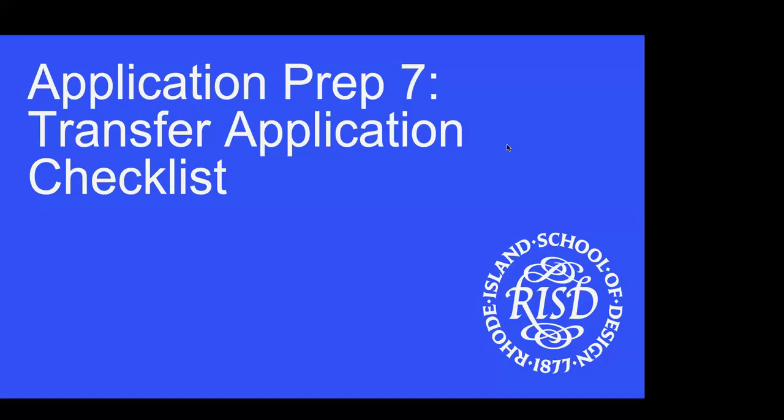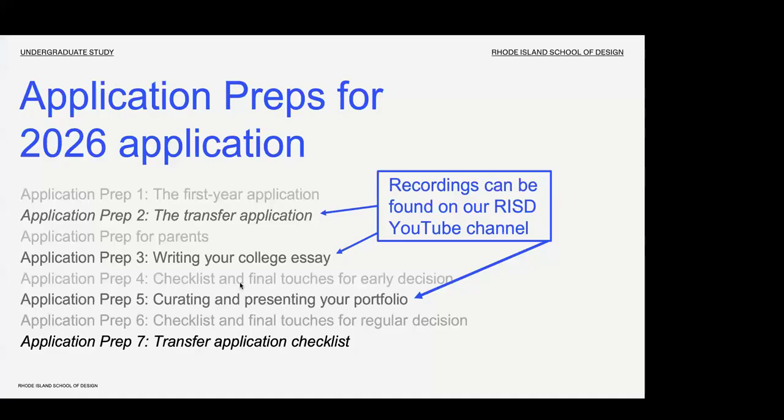All right, so welcome everyone to Application Prep 7, the transfer application checklist. We completely understand how overwhelming the application process can be. And with that in mind, we want to provide you with a checklist for the transfer application and give you the resources to navigate the process. Please keep in mind that this is a more general overview and checklist of the transfer application. If you want to go more into depth about certain elements of the application, I recommend checking out Application Prep 2, hosted by Marin, from earlier in the application cycle. And we also have a number of other online info programs like RISD 101s and portfolio tips.